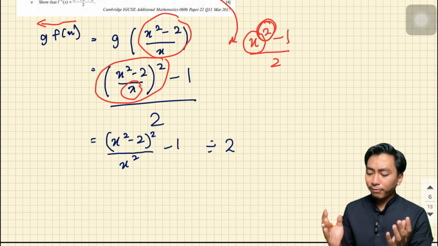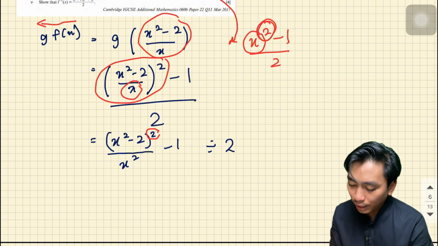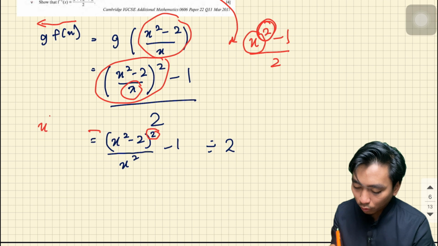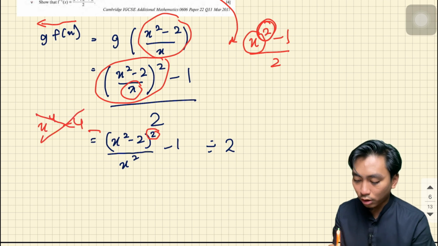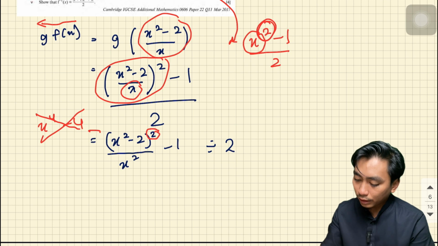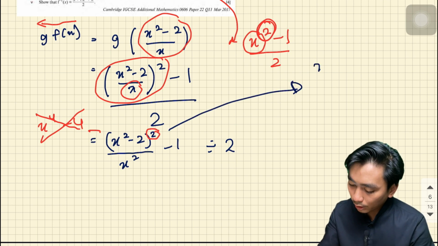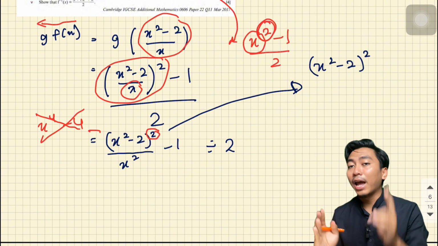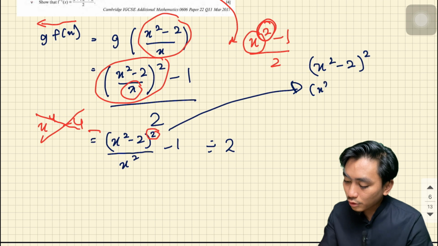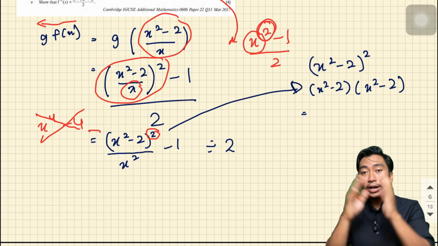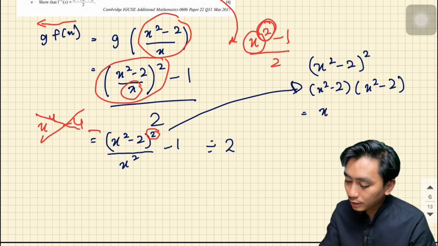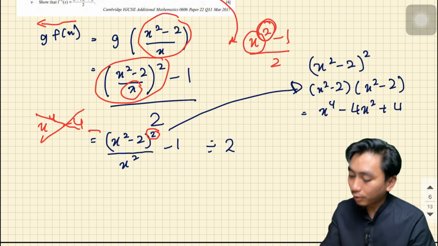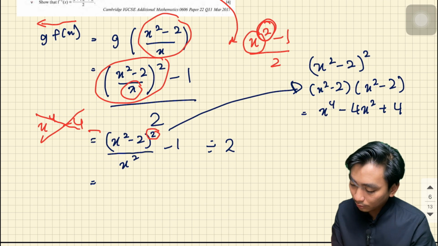Some students make a mistake: they remember this is x square and do it like this, x to the power of 4 minus 4. This is wrong because this is equal to x square minus 2, the power of 2, which means the operation has 2 times, which is x square minus 2 times x square minus 2. So you have to expand and you will get the answer, which is x4 minus 4x square plus 4. You put it right here.